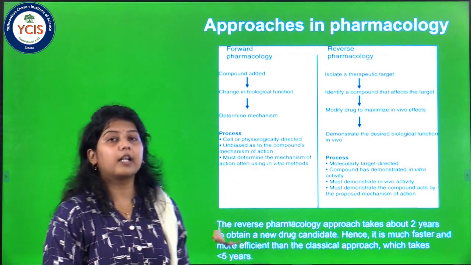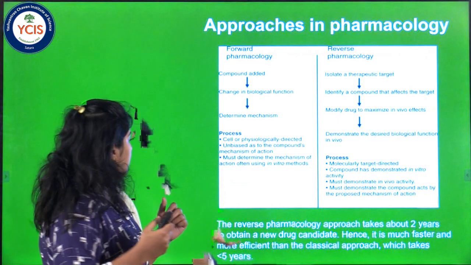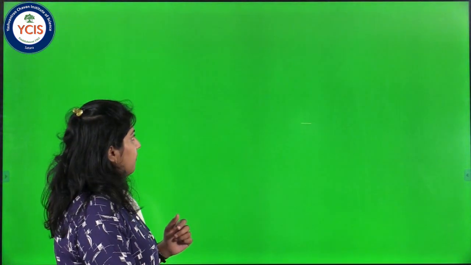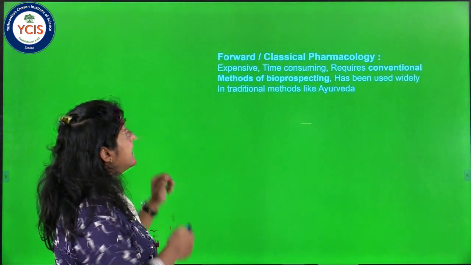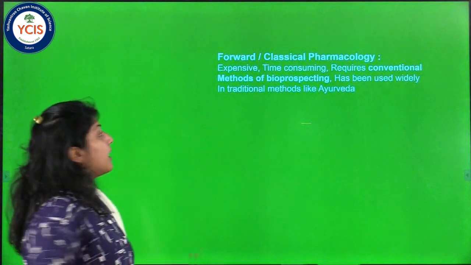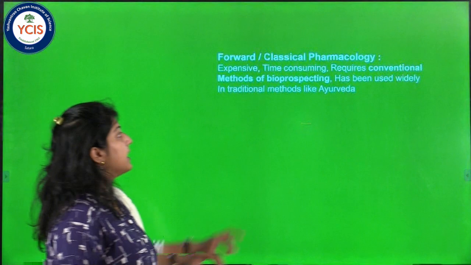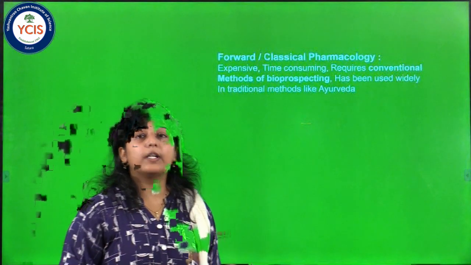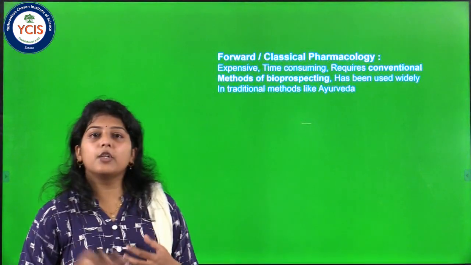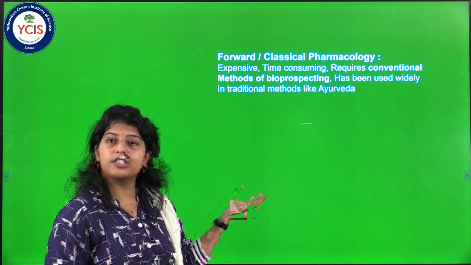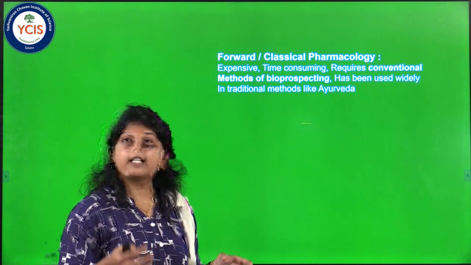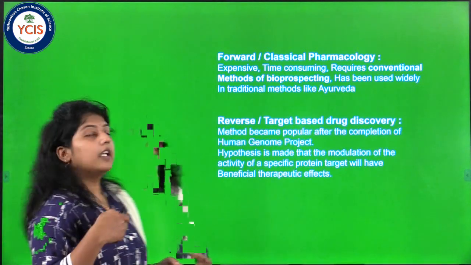Classical pharmacology is very time consuming. It requires conventional testing. We will see in the following slide what it is. In a lot of Ayurvedic treatments, in traditional ways, Ayurveda has always used the traditional method to discover a drug that can be used. In reverse or target based drug discovery, the method became popular after the Human Genome Project.